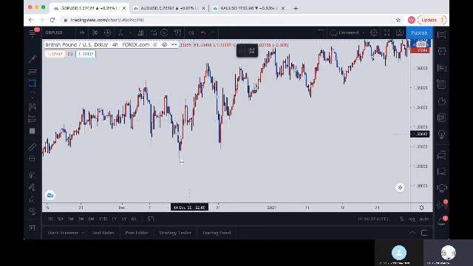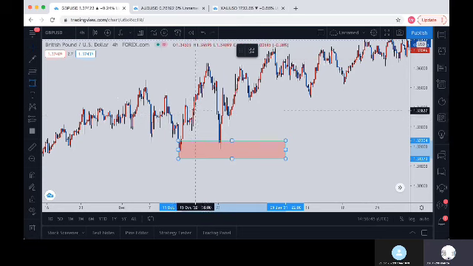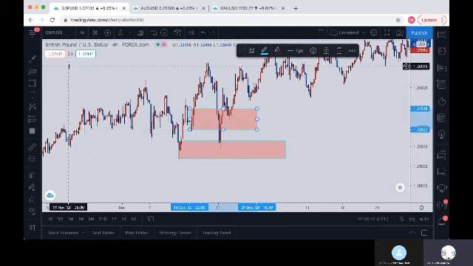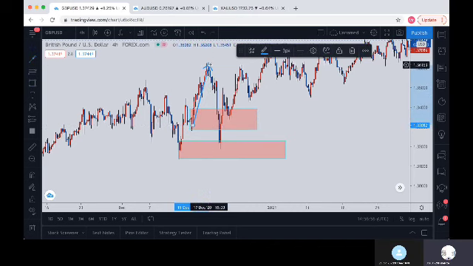Right here is our initial volume zone that actually breaks the whole structure. But then you also have this volume zone here that started the move that made this break to the upside. This one becomes invalid because you see how price starts to drop down here. There's no confirmation to enter that buy, so automatically we move to the next one. This would have been the next one to enter the trade.